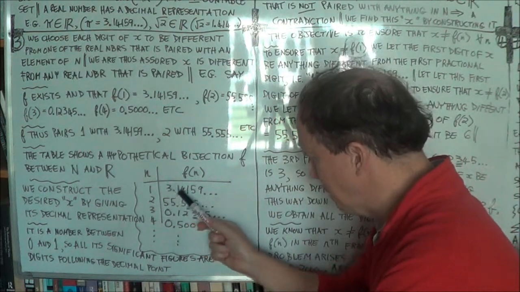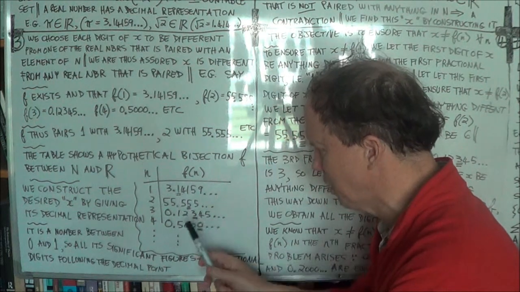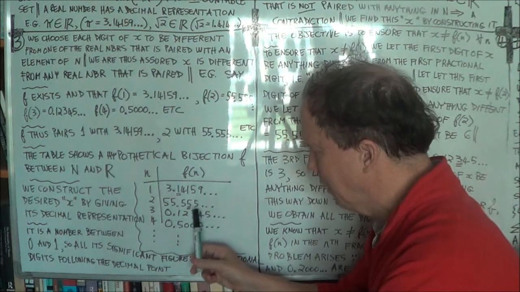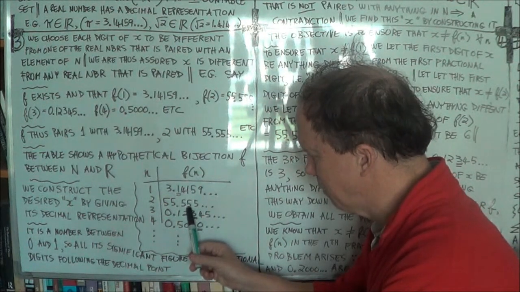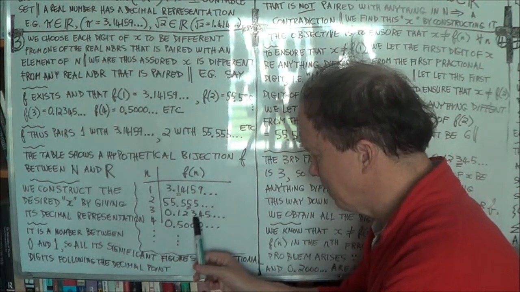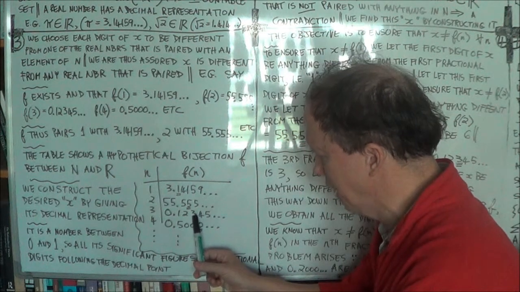And that x can't be the same as this because it's different from this first position digit, and it can't be the same as the second one because it's different from the second position digit here. It can't be the same as the third one because it's different from the third position digit here, and so on.